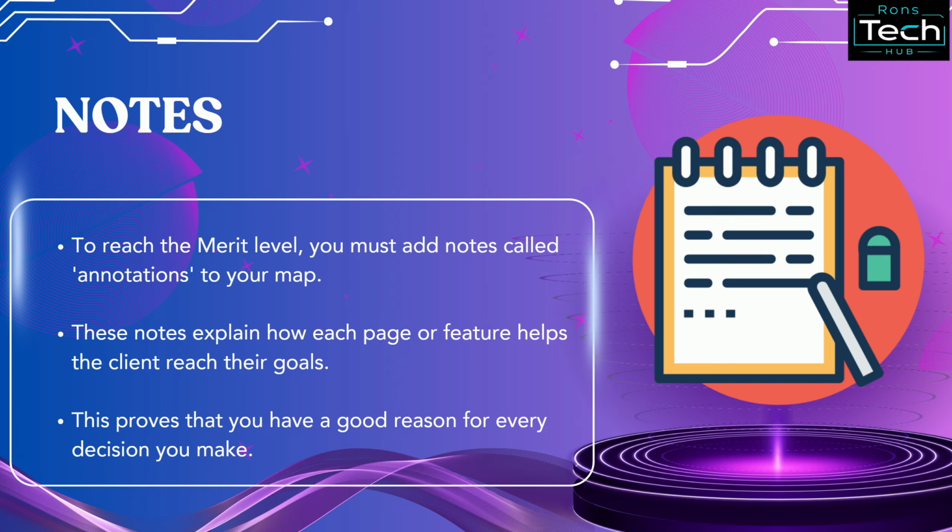The notes explain how each page or feature helps the client reach their goals. This proves that you have a good reason for every decision you make. So you don't just do things because you like the feature or, oh, this would be cool here. If you make a decision about a website, okay, why did I add a search bar? I added a search bar because this type of website is a news website and stories are added every day, every minute, every hour. So for someone to be able to find a particular news article, they can search by date, they can search by date and time, they can search by article name. Every single decision you make, you have to be able to justify, explain why you made that decision.